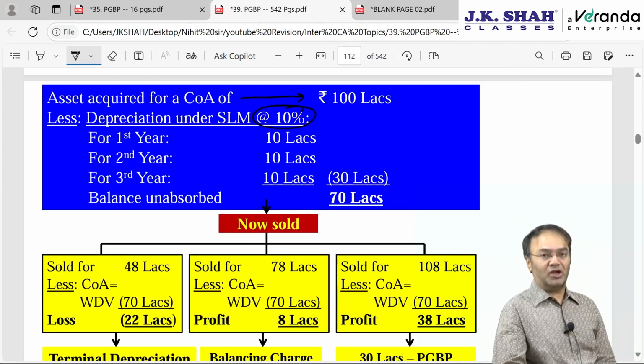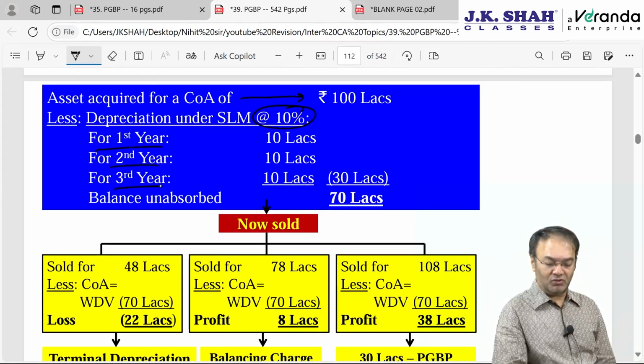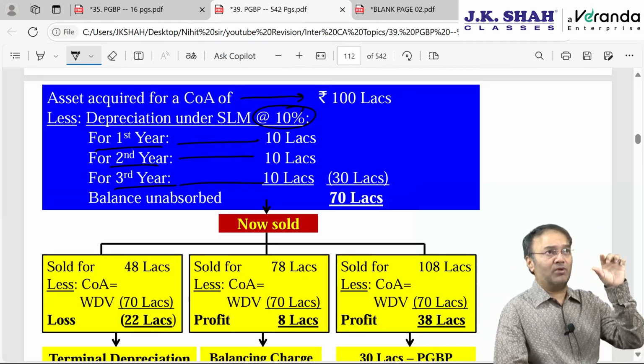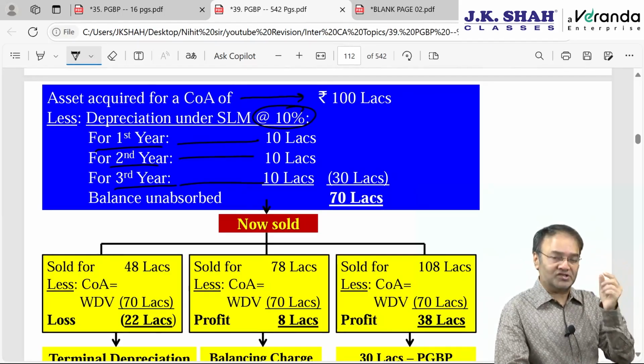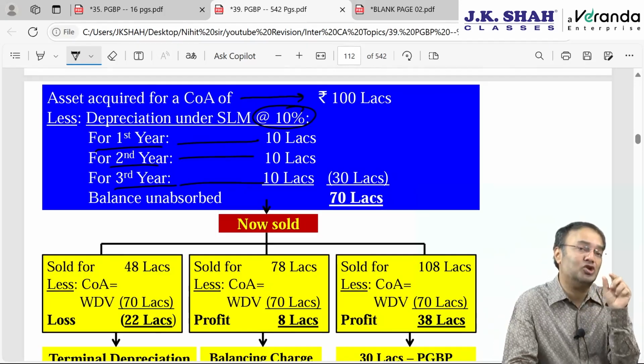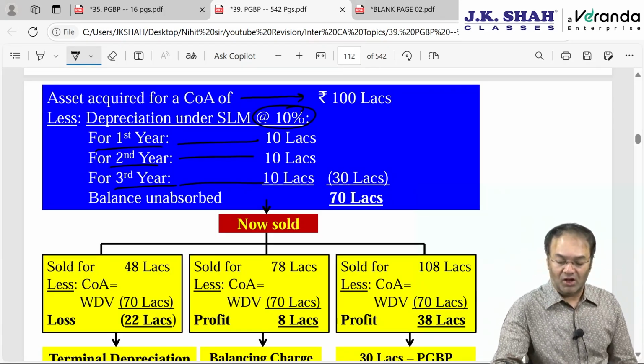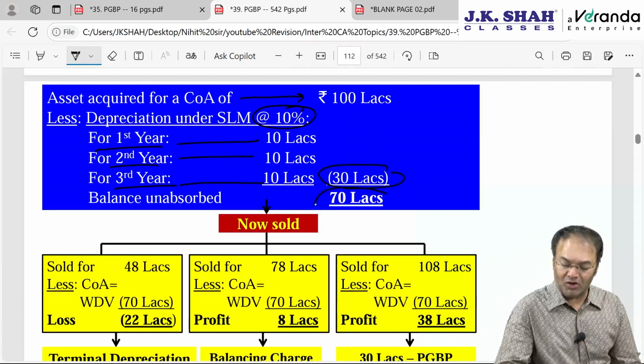Depreciation is already claimed for 3 years, year 1, year 2, year 3, at 10%, 10 lakh every year; depreciation will be the same. Under the WDV method, we claim depreciation on a block of assets. Under SLM, we claim depreciation on each asset individually and not under the block of assets concept. So 30 lakh is already claimed up till now. WDV drops down to 70 lakh rupees, 100 minus 30.